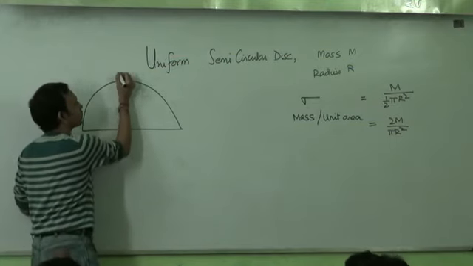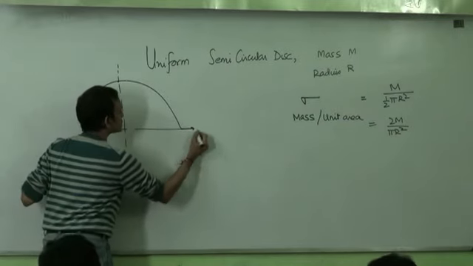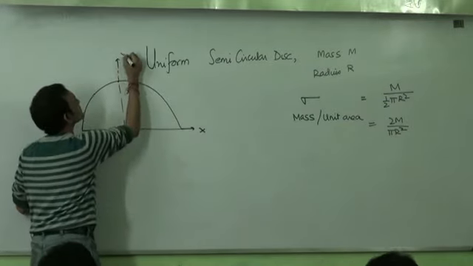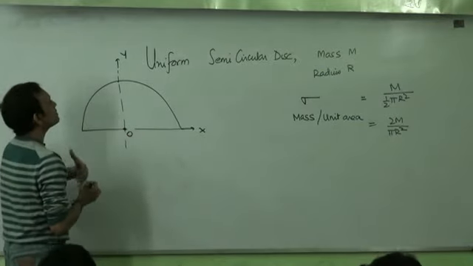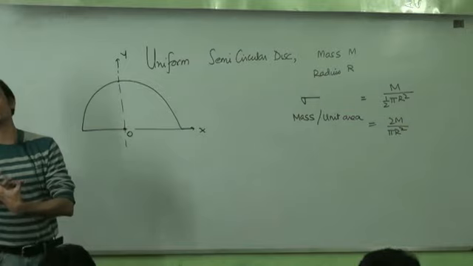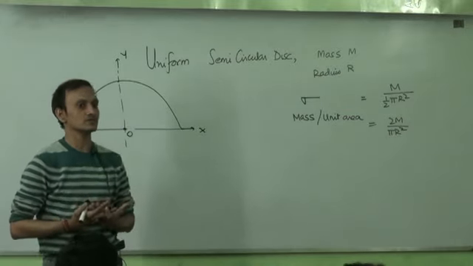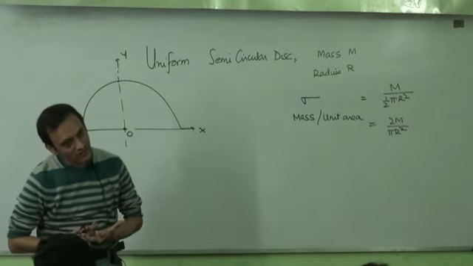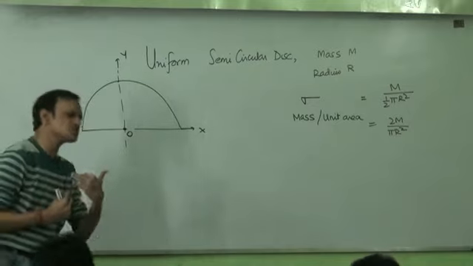Now, again, from symmetry considerations, let's say this was the x-axis and this was the y-axis. This was the center of the semicircular disk. Again, from symmetry considerations, can I not deduce that the center of mass of this disk will lie on the y-axis? Not just that.